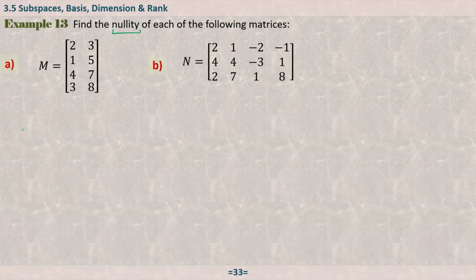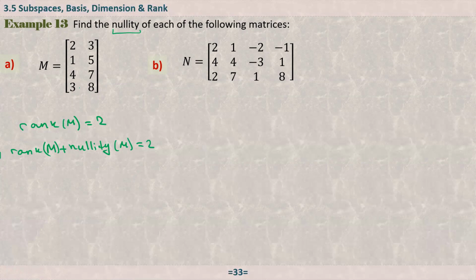Here we have rank of M, that is equal to 2, right? And also using the previous theorem, we know that the rank of M plus nullity of M, that's equal to 2.